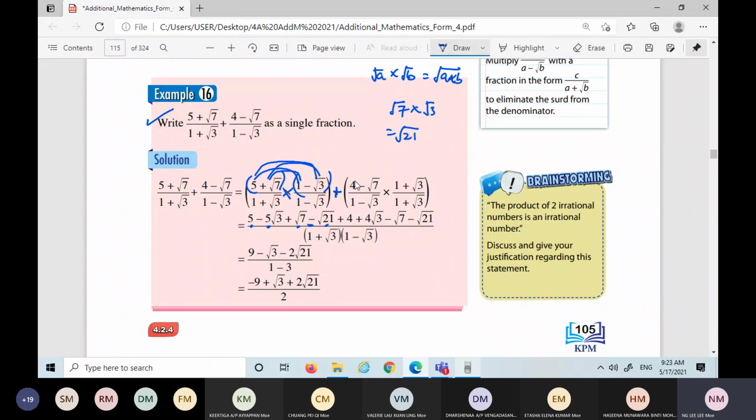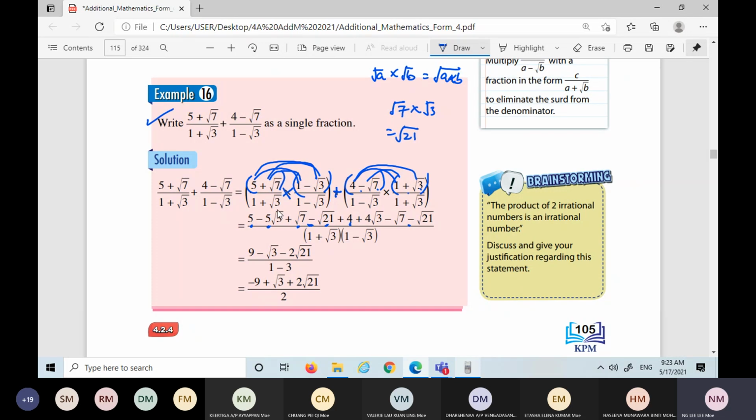So we continue. Same thing. Now I want to expand this and this. First, 4 times 1 is 4. Then 4 times square root 3, positive, so 4 square root 3. Next, negative square root 7 times 1, negative square root 7. Then the last term, negative times positive gives you negative. Then same thing, square root 7 times square root 3, square root 21.